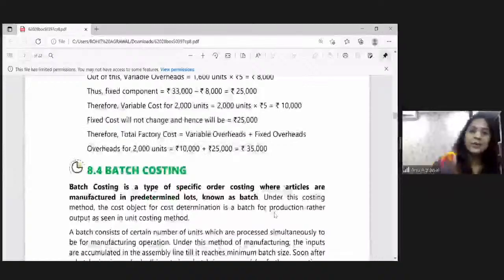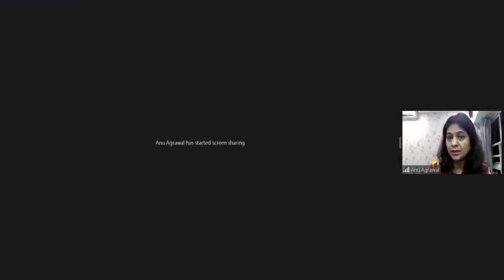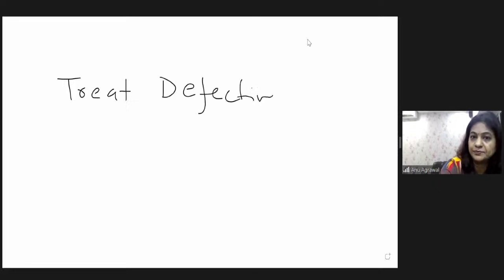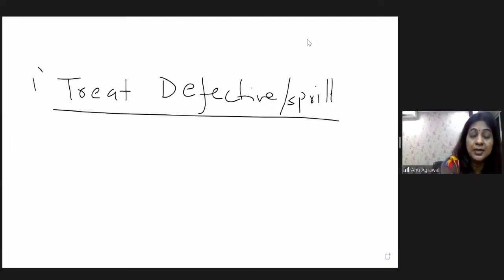Now, guys, let's talk about batch cost. So basically, in unit output costing, what are the 3 takeaways from my session? What is it that a student should know if he's doing single output costing? If I am a student, I would be interested in how to treat defective and spoiled. This is important because this can come as a theory question. This is the first thing you should understand.